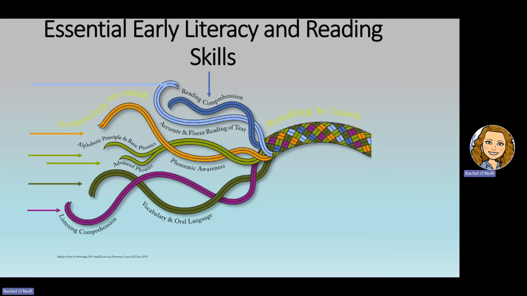Children can start to read simple decodable text when they have basic phonics skills and an understanding of the alphabetic principle. So accurate and fluent reading of text comes in next, followed by learning advanced phonics skills. All of the skills we talked about are interwoven and are continuing to develop and becoming more complex, including listening comprehension and vocabulary and oral language. When children can read simple text accurately and fluently at a rate of about 40 words per minute, reading comprehension is woven into the rope. As all of the skills continue to develop, children move from learning to read to reading to learn.